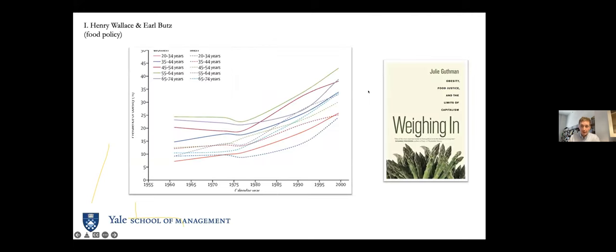And one of my favorite scholars is Julie Guthman in the UC system, who wrote a book called Weighing In. So much of this obesity crisis in America is rooted as a personal failing, a personal thing, when it's really structural. And we see it in the data on obesity as this food system starts getting deregulated. Especially as incomes stagnate, you see people choose the cheaper calorie options. And then you also see fruits and vegetables get more expensive as more farmland is put into this production.